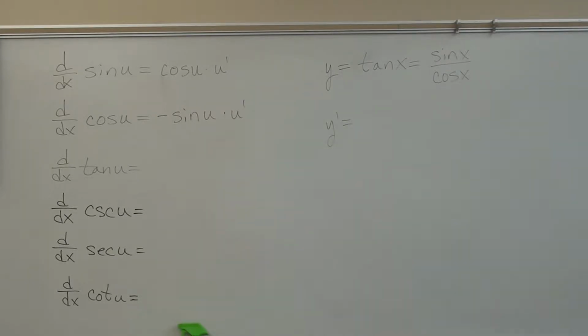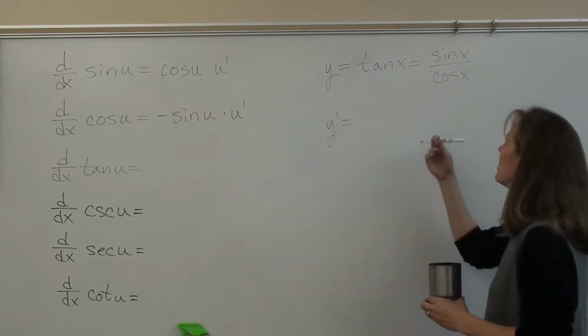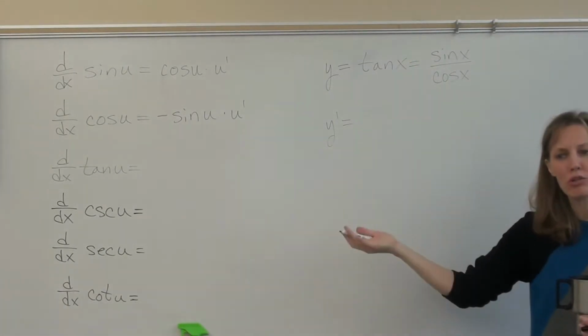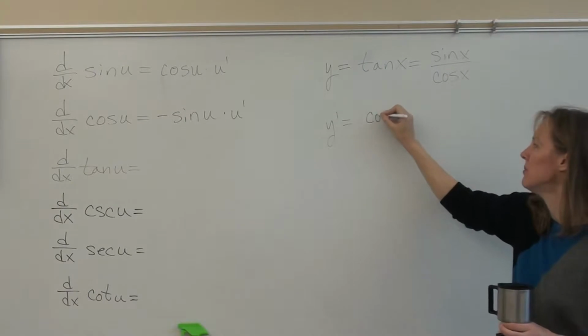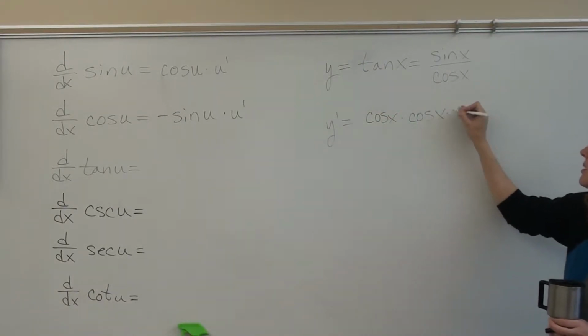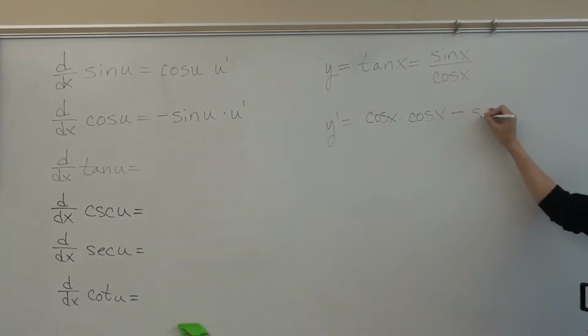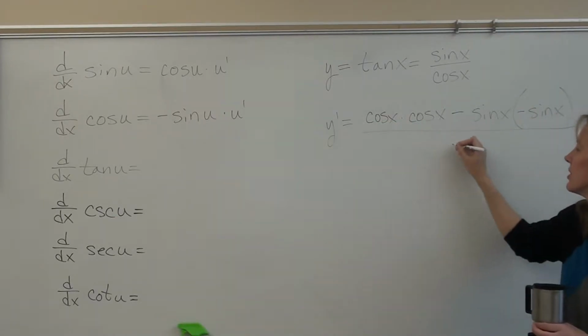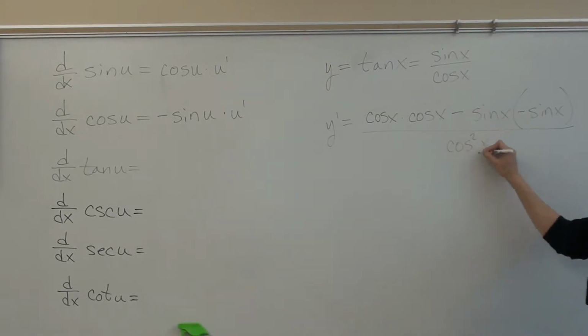All right, good. So here we go. What is the derivative of sine x? Cosine x, right? Times 1 times cosine x minus sine x times the derivative of cosine x, which is negative sine x, all over cosine squared x.